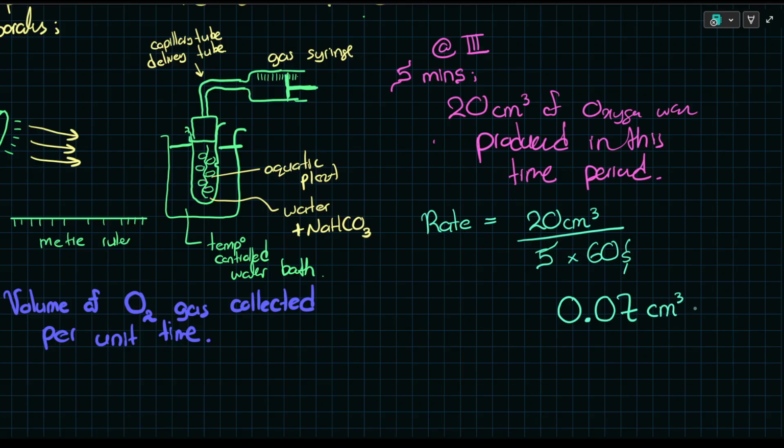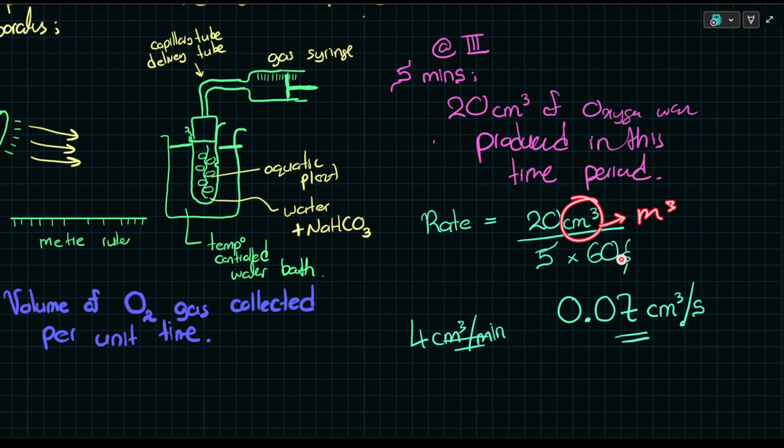0.07 cm3 per second, s minus 1, or you can just write per second. 0.07 cm3 per second. Now you can also calculate it as cm3 per minute: 20 over 5, that would be 4 cubic centimeters per minute. That is also possible, but let's just convert. Honestly, if we convert to exact SI units, we have to convert the cm3 to m3 as well.